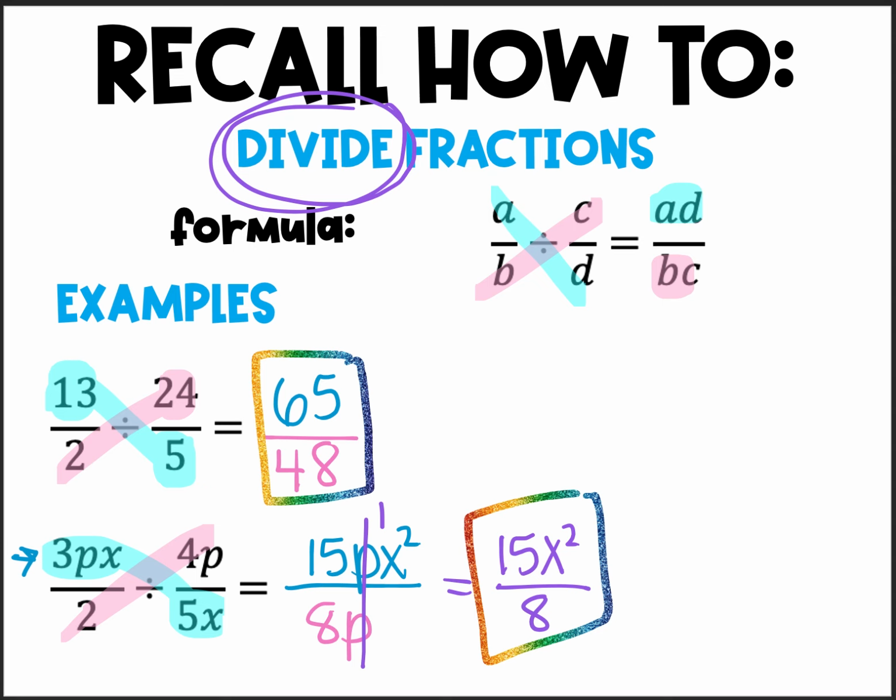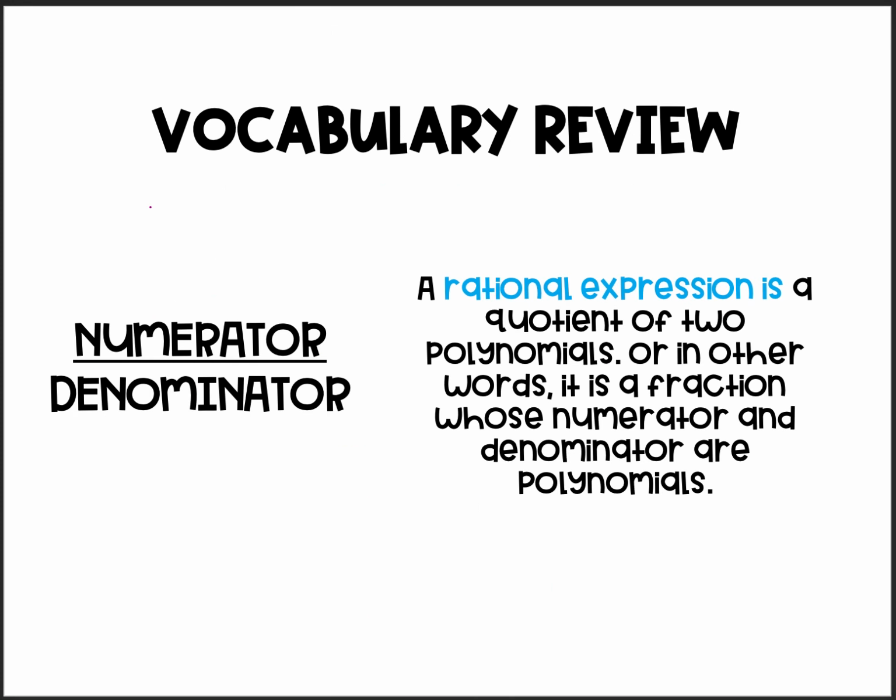I would like to go over a little bit of vocabulary on what is a rational expression. I'm assuming you already know what a fraction is. A rational expression is a quotient of two polynomials. In other words, it's a fraction where you have a numerator and a denominator that are polynomials. You have variables on both the numerator and the denominator. And just so you know, the numerator is what we call the number on top of your fraction, and the denominator is what we call the number on the bottom part of your fraction. The numerator is the part that we're focusing on, and the denominator is the whole of your fraction.